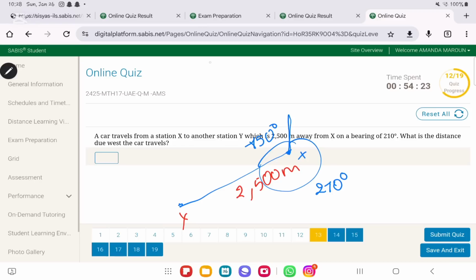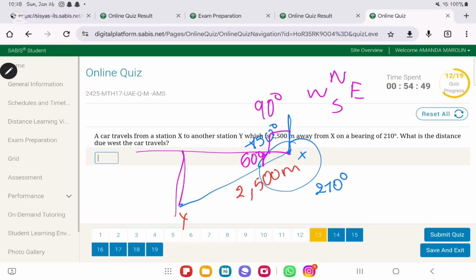They need the distance that the car travels west. So west is in this direction: north, east, south, west. So this over here is gonna be 90 degrees because it's gonna be west, which is a straight line. So to find the value of this angle, it's gonna be 150 minus 90, which is then 60 degrees. So connected like this, they need what? They need the distance, which is this value over here. They need us to find it, because it is due west.